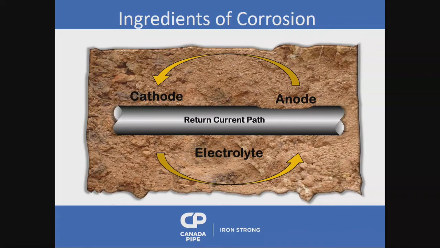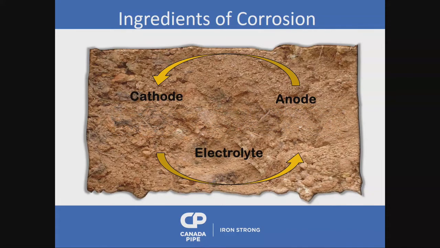So we need 4 things for corrosion to occur. We need a cathode, we need an anode, we need a return current path, and we need the electrolyte. We need a soil electrolyte. We need a corrosive environment for that to occur. So what we do in the ductile iron industry is we take one of those things out of the equation. And once we take one thing out of the equation, we don't have corrosion. It is really that simple. We just take one thing away. So in this case, I'm taking the pipe out of the equation. How am I doing that? We're going to find out.